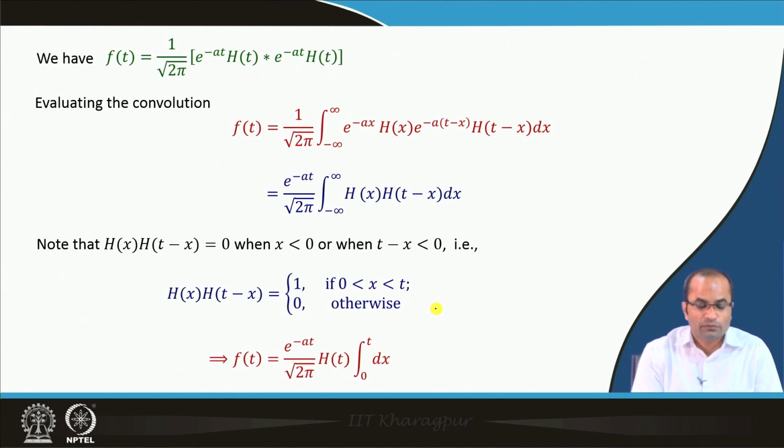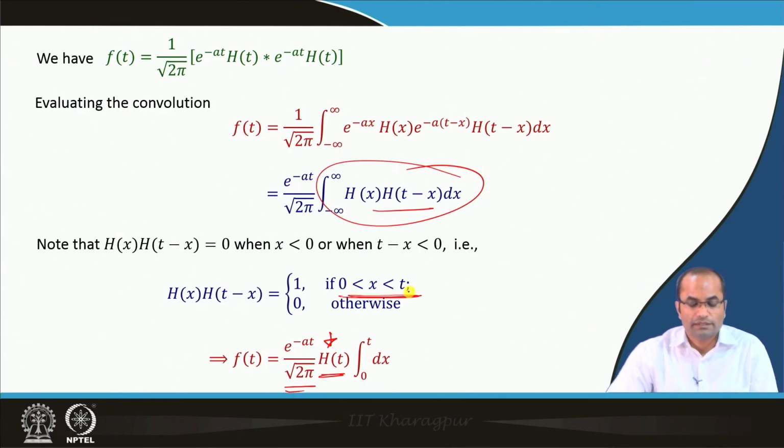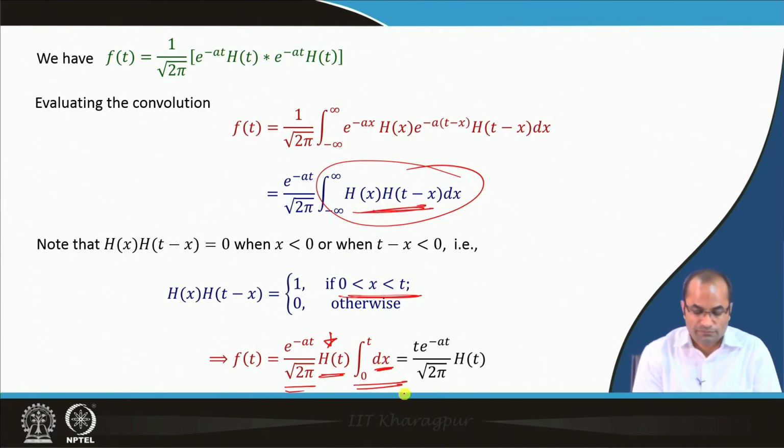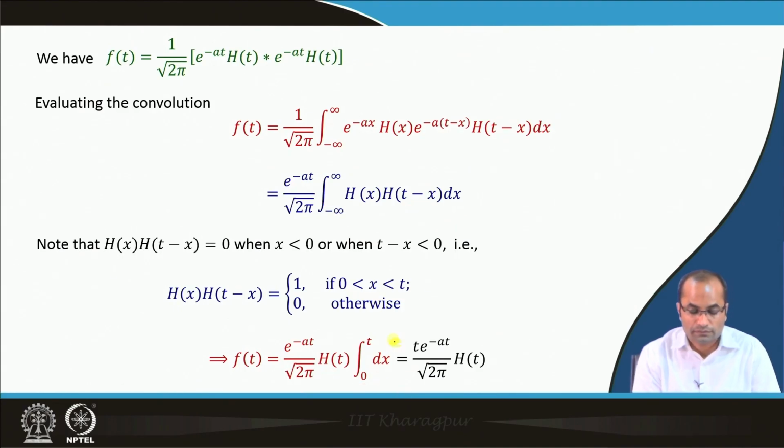Therefore, we can write down here e power minus a t over 2 pi, and h t is important because this integral will survive only when this t is positive. And then we have here 0 to t, the value, this is 1 over dx, which we can evaluate, this is just t. So, we have t e power minus a t divided by square root 2 pi and this Heaviside function of t.